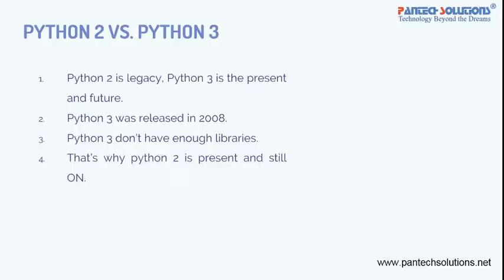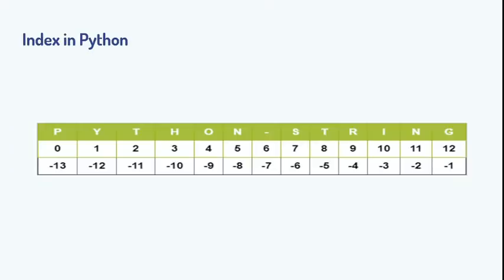Python 3 was released in 2008 and doesn't have enough libraries yet. Why? Because it's newly released, so till now they are introducing new library files for Python 3, and Python 2 is present and still on. So that's why Python 2 is legacy. Next, I will move on to the technical section.